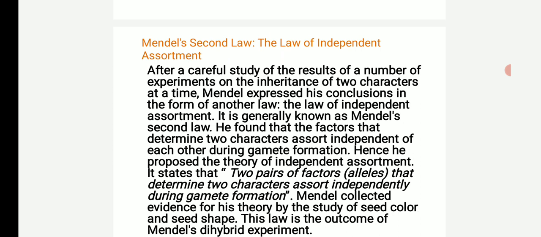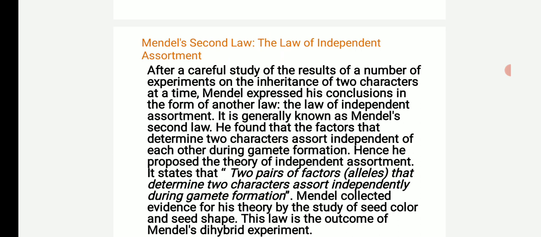It is also known as the law of independent assortment. After a careful study of the results of a number of experiments on the inheritance of two characters at a time, Mendel expressed his conclusions in the form of another law, the law of independent assortment. It is generally known as Mendel's second law. He found that the factors that determine two characters assort independent of each other during gamete formation. Hence, he proposed the theory of independent assortment.